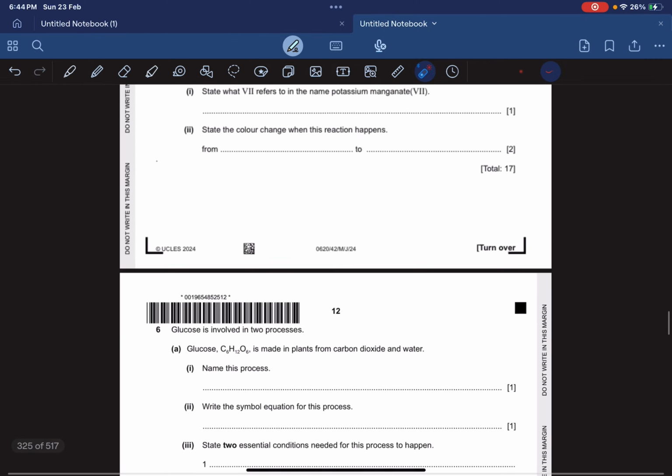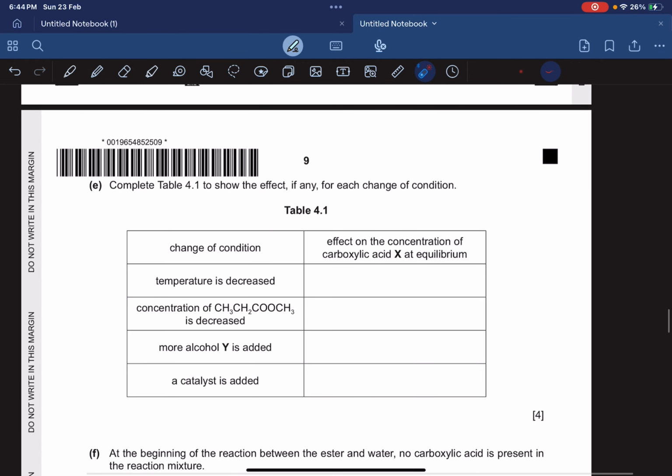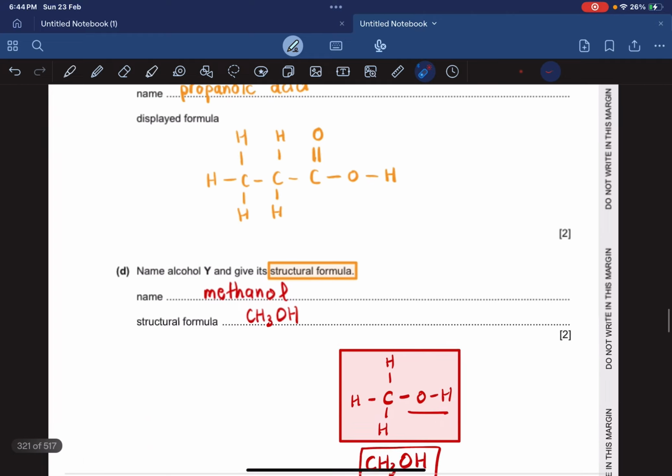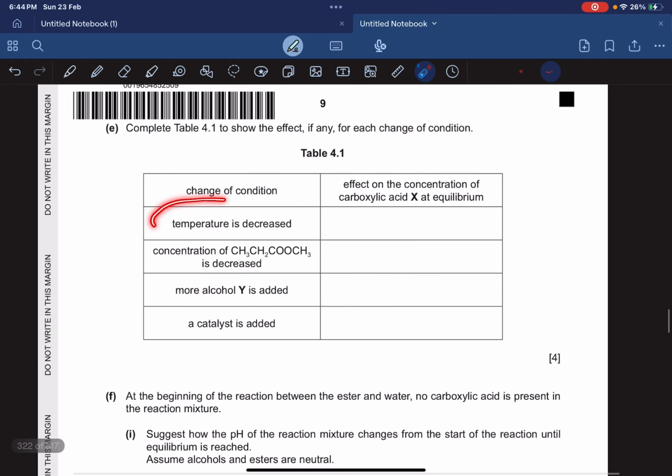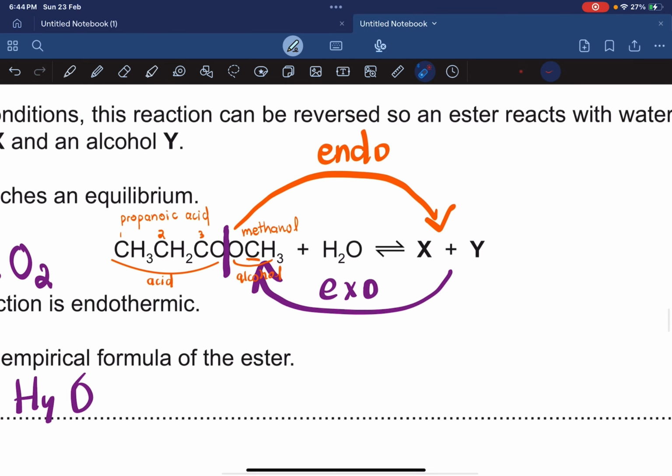We have quite a few questions left. Complete table 4.1 to show the effect, if any, for each change of conditions. The change of condition is that temperature is decreased. Effect on the concentration of carboxylic acid X. Now what we're doing is decreasing the temperature. Let's look at our equilibrium.